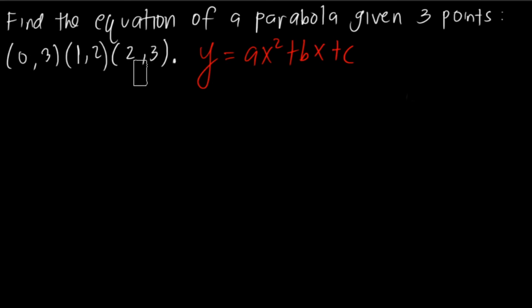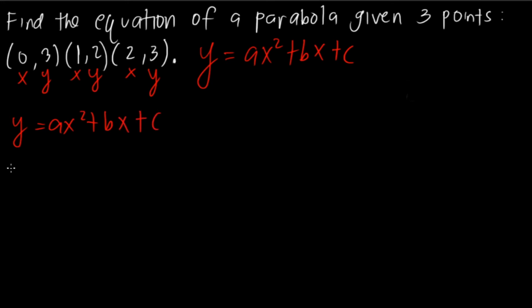So, ganito yan. Tandaan nyo na, ang point ay laging (x, y). So, itong (0, 3), (x, y). Itong (1, 2), (x, y). And then, itong (2, 3) is (x, y). So, ganito lang kasimple. Itong formula na to, ipapalit nyo yung value ni x and y. Gets? So, kunin natin itong formula na to, lagay natin dito: y equals ax squared plus bx plus c.